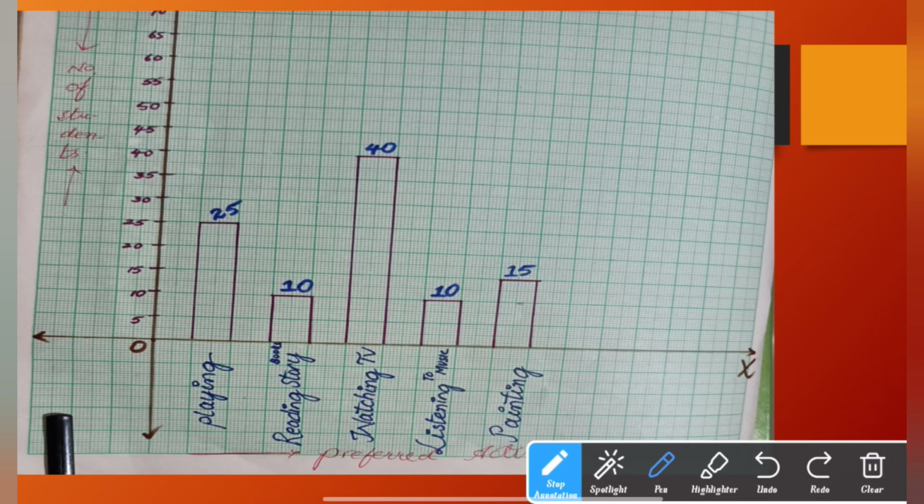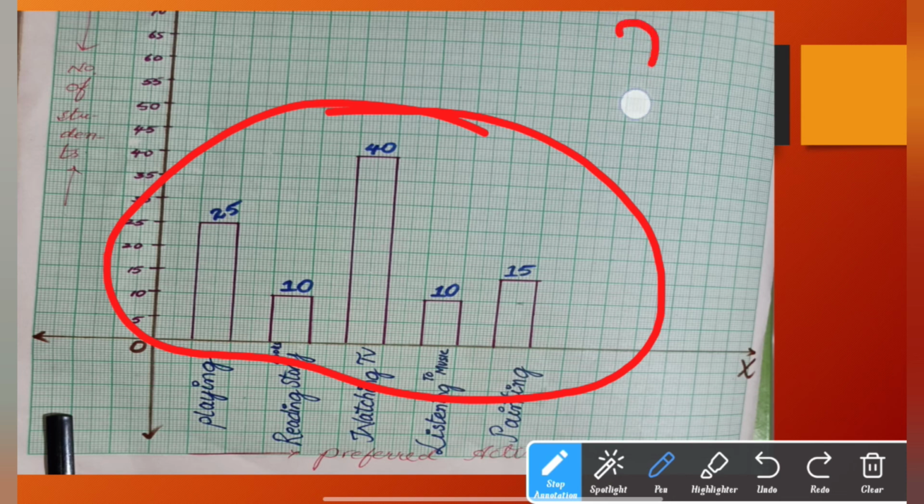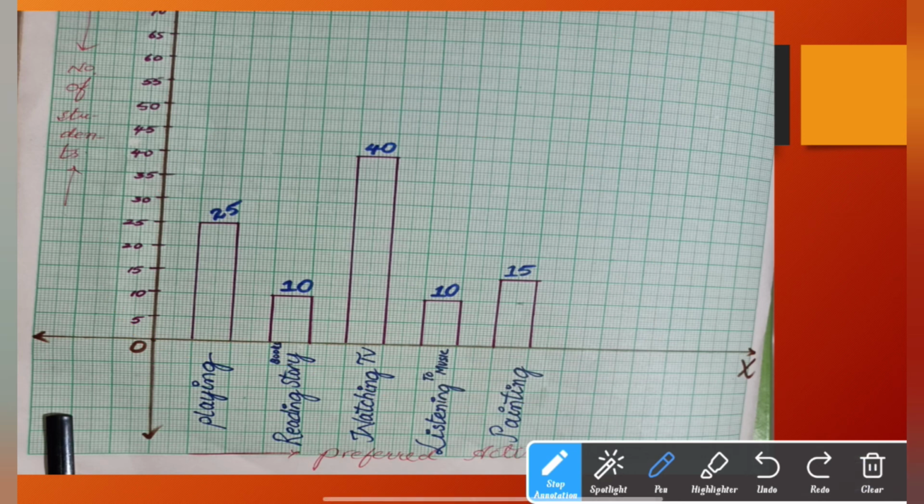Watching TV was preferred by 40. So like this, 40. Listening to music, 10 students. And painting was preferred by 15 students. So thereby you are done with drawing the bars. Only one point is left, that is mentioning the scale. I hope it is clear to you. Here the heights are representing the frequency of the data, and the width of each bar is equal, and an equal distance is there in between two bars.